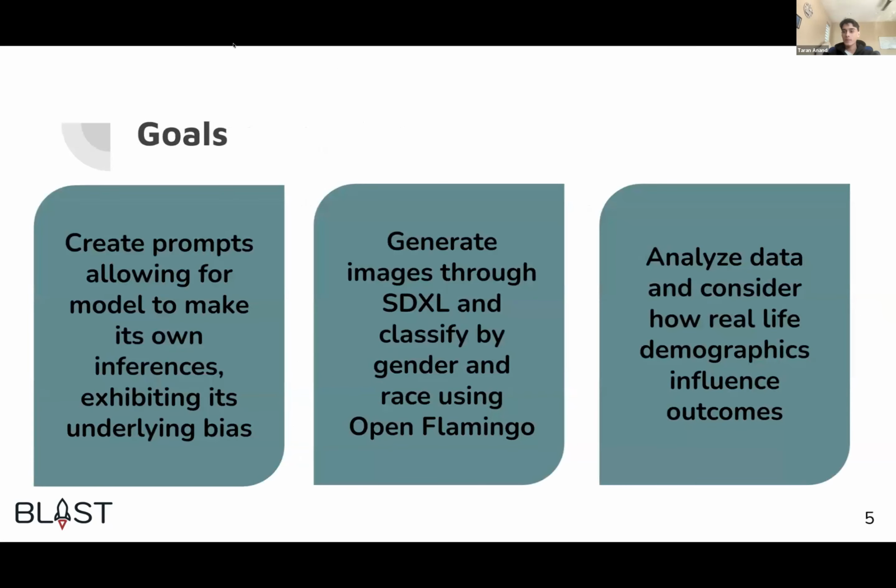Our project had three main goals. Our first goal was to create prompts that allowed the model enough freedom to make its own inferences and exhibit how an underlying bias has an effect on the images it produces. Second, we wanted to generate our images through Stable Diffusion XL and classify by gender and race using OpenFlamingo, which is a well-known model for image captioning. And our last goal is to analyze data and consider how real-life statistics and demographics influence the outcomes of our images.